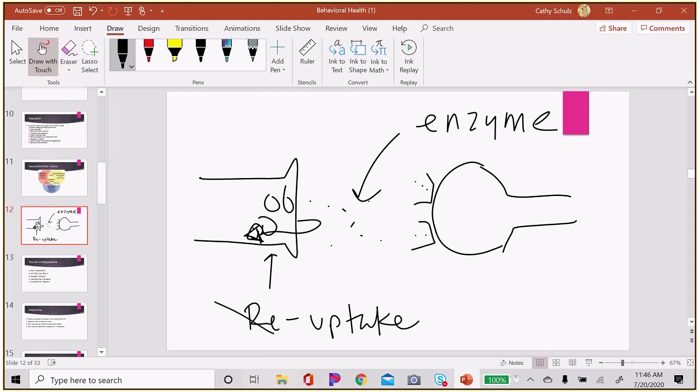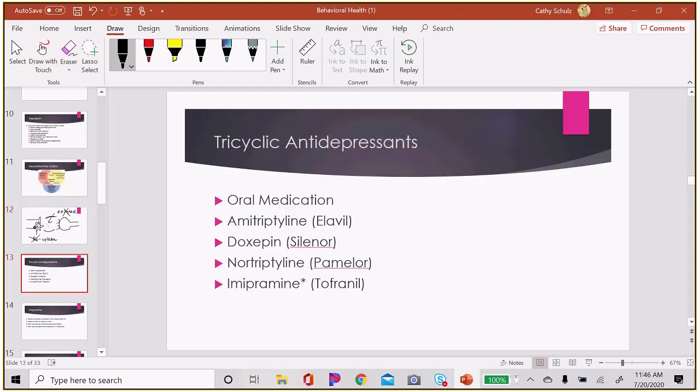They either stop reuptake so that the neurotransmitter stays in the synapse, or they block the enzyme that breaks down the neurotransmitter. So again, the neurotransmitter stays in the synapse. You're trying to increase the availability of those neurotransmitters. So the first group of antidepressants were called tricyclic antidepressants. They're called tricyclic because of what their chemical structure looks like. Some of these medications you might see used for other things. Sometimes they're used for sleep. I've seen amitriptyline used for migraines and other neuropathies. Imipramine is our prototype medication. That was the first one that was developed.